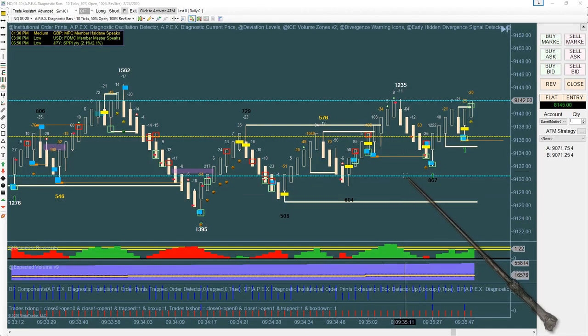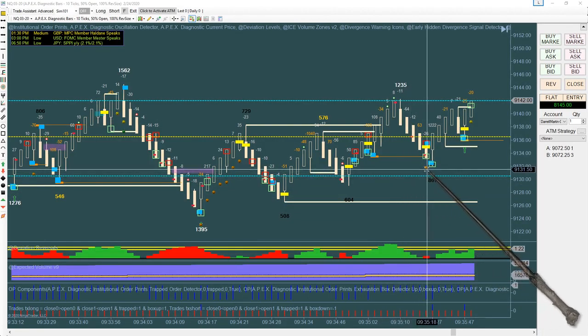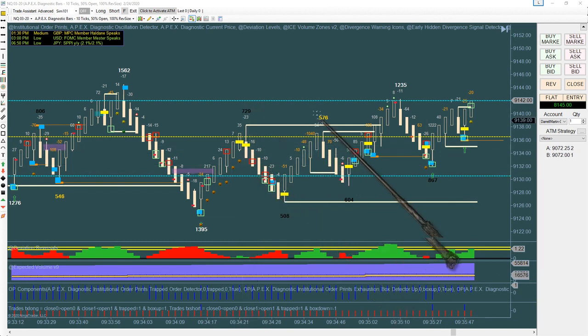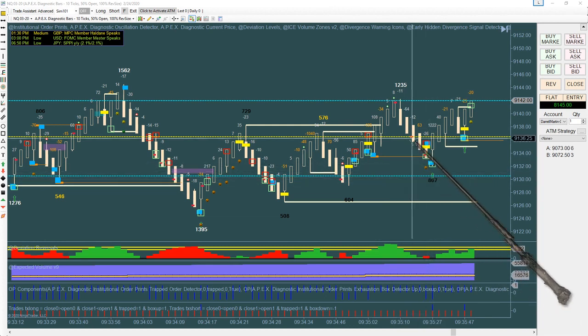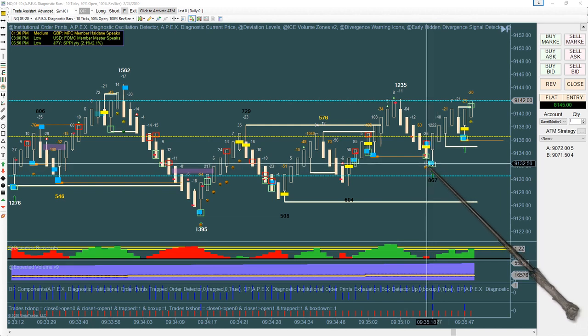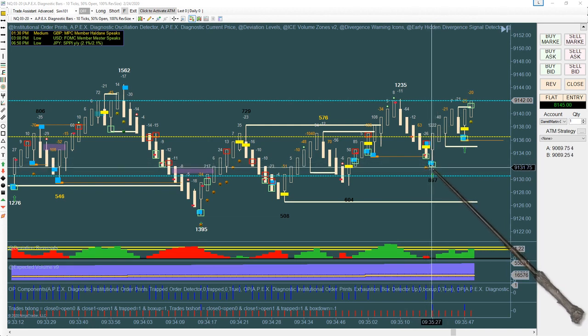All right, so again, we're looking for these arrows, okay? And again, you've got range areas coming off of walls. So this trade right here, I would actually take, because we're coming right out. We came down to almost hit the wall. We got a TX long.